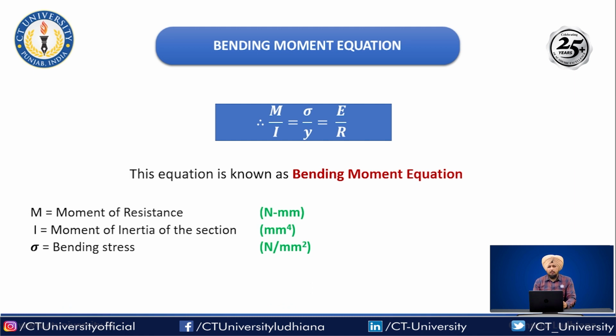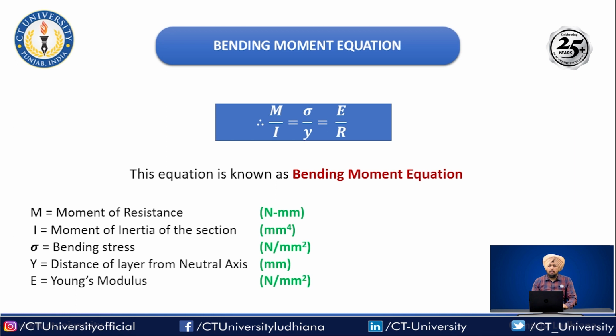The bending stress sigma, in Newton per millimeter square, is what we have to find. Y is next, the distance of the layer from the neutral axis, how far away we are from the neutral axis. E is Young's modulus. This is your material property.